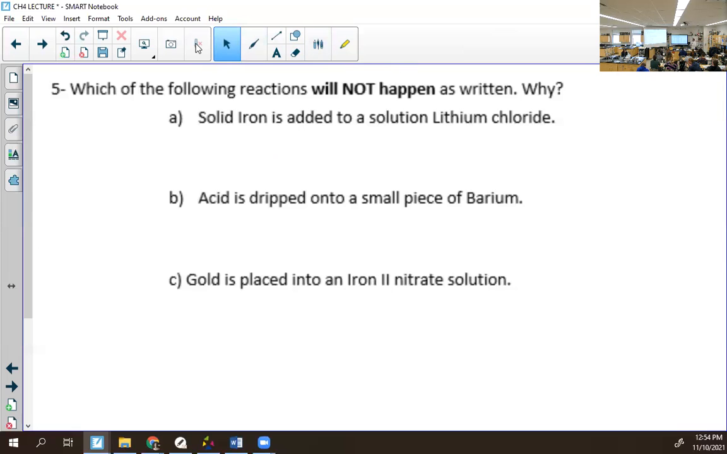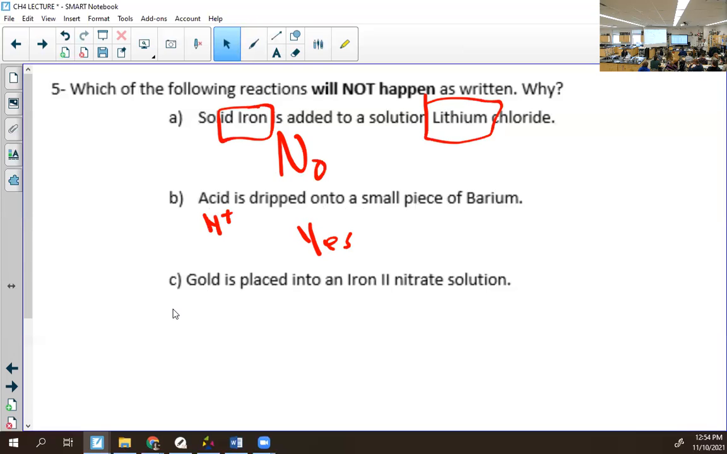Solid iron is added to a solution of lithium chloride. Does a reaction happen? No, how come? Lithium cannot oxidize iron. Would the other one work if it was the other way around? Yes. Absolutely. Acid is put on a piece of barium. Yes, because hydrogen can oxidize barium.